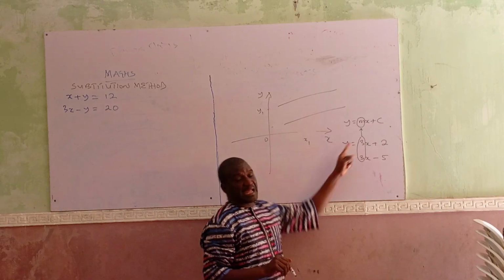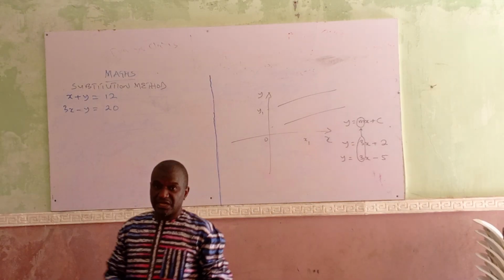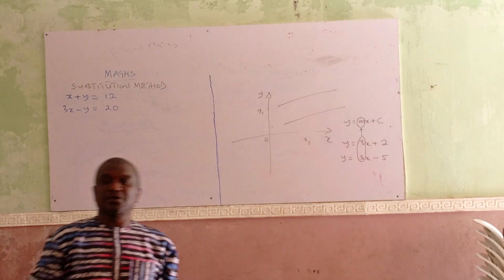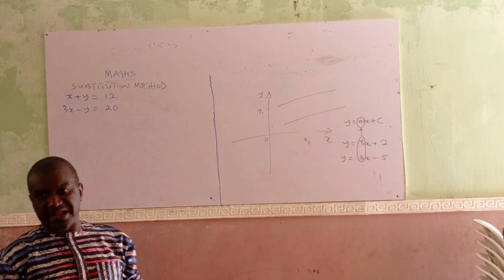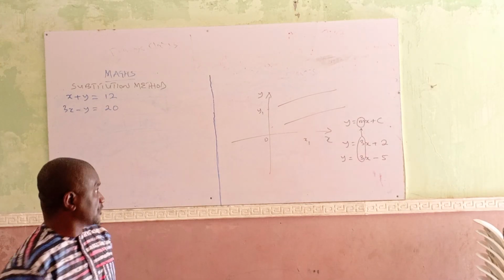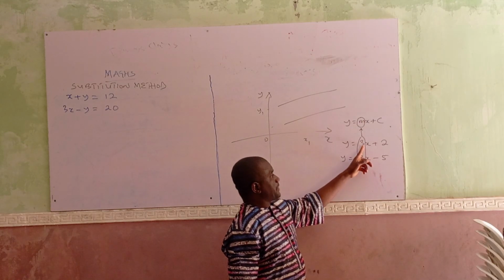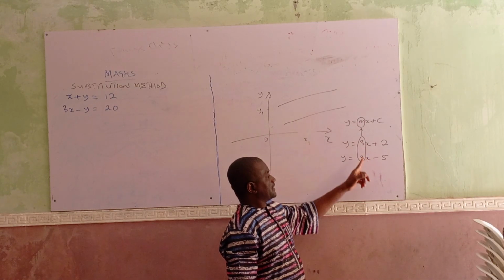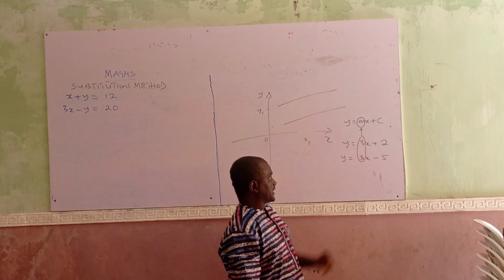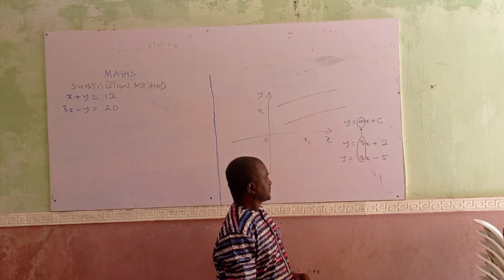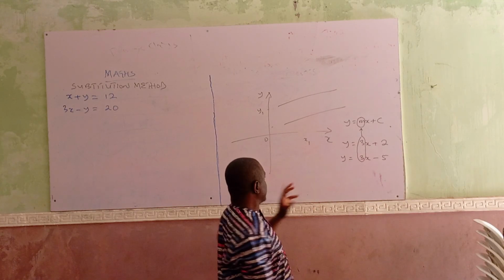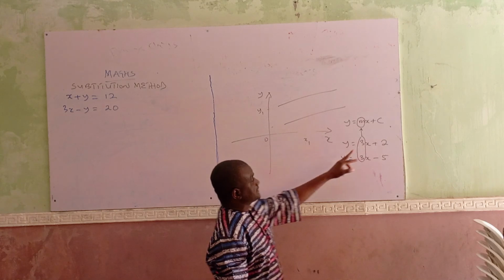So that means this type of linear equation is parallel. Why is it parallel? Because the coefficient, which is the gradient m here, is 3, and here too it is also 3. Is that okay? And another thing you should know is that it must be in this form.